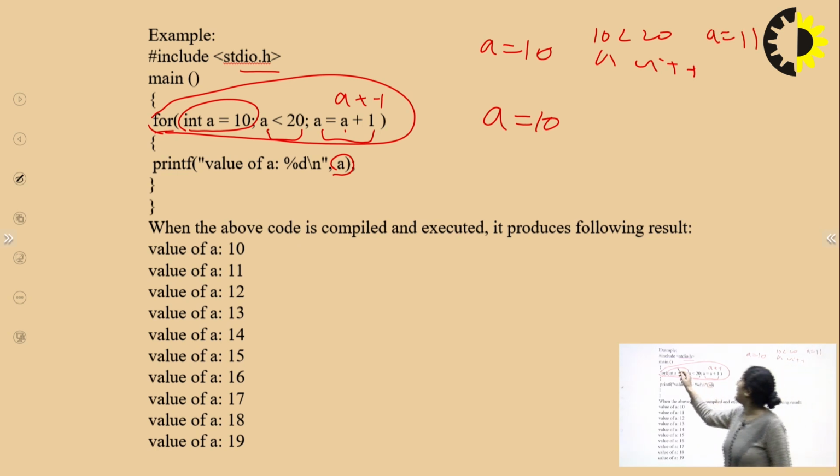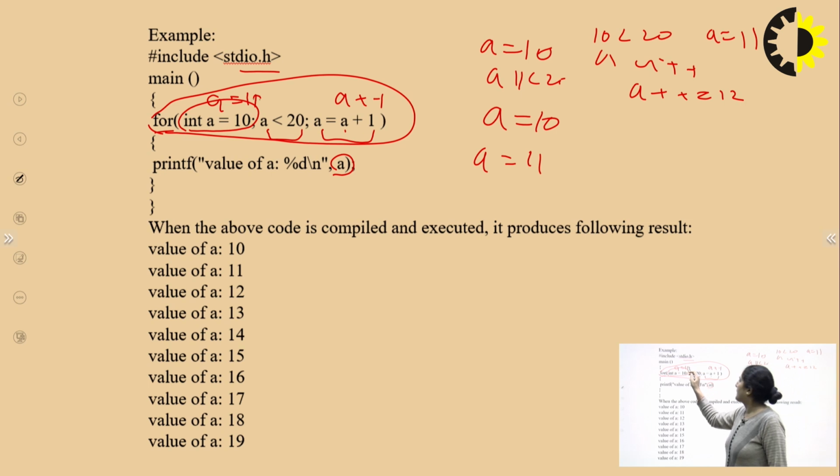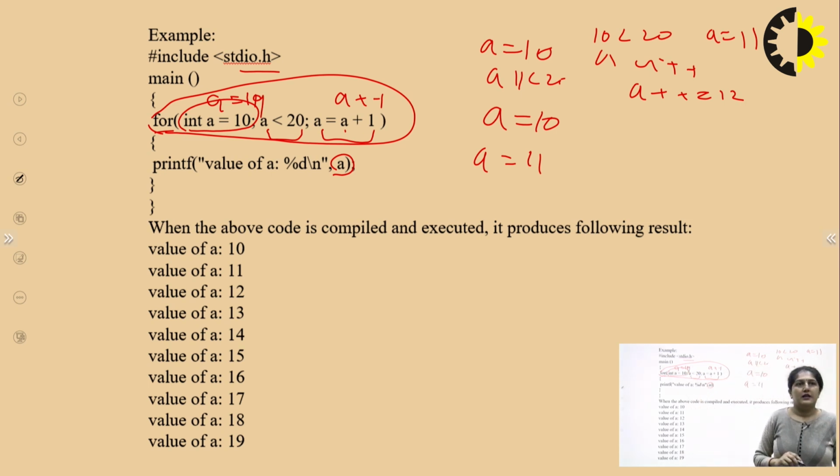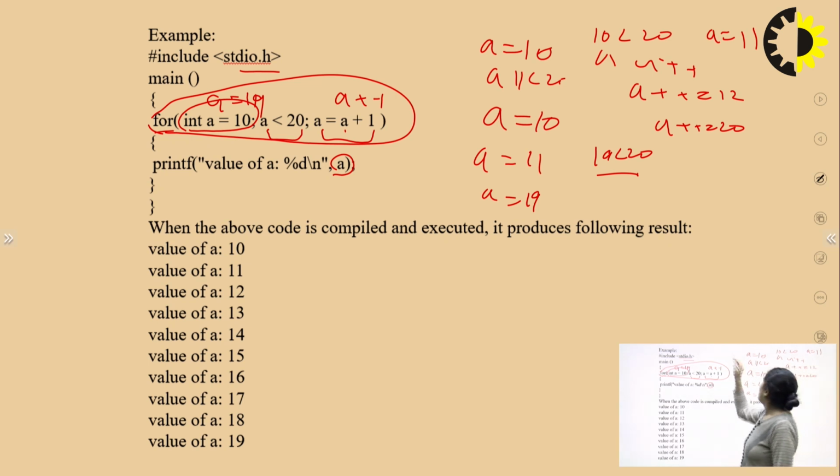Now our value is 11. 11 is less than 20, the condition is true. It will print a = 11, and a will be incremented to 12, up to 19. Up to 19 it will be included. Now if the value of a is 19, 19 is less than 20, the condition is true. It will print a = 19. Now the value will be incremented to 20. Now the value of a is 20.